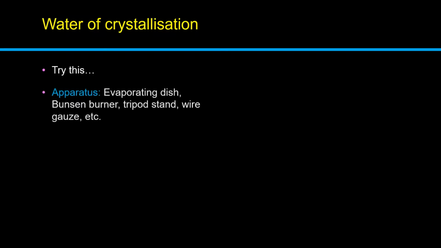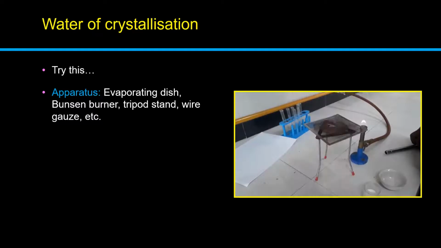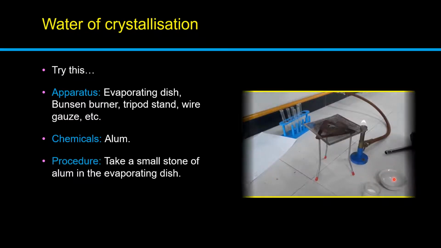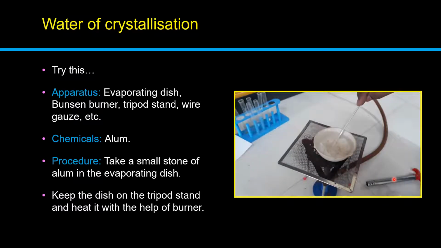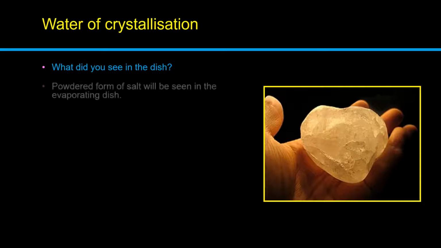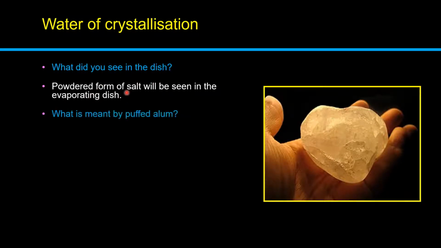Shall we try this? Take an evaporating dish, a Bunsen burner, a tripod stand, a wire gauze, etc. You take chemical alum. Take a small stone of alum in the evaporating dish and keep the dish on the tripod stand and heat it with the help of the burner. What will you observe in the dish, children? You will see a powdered form of salt in the evaporating dish.